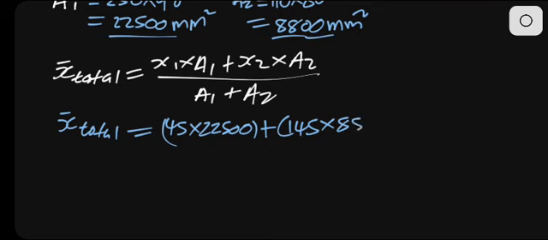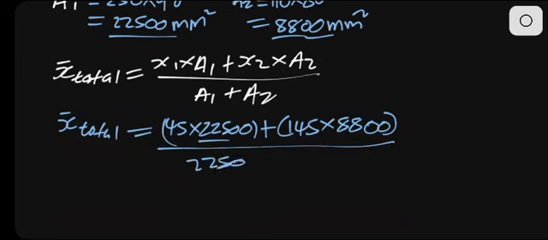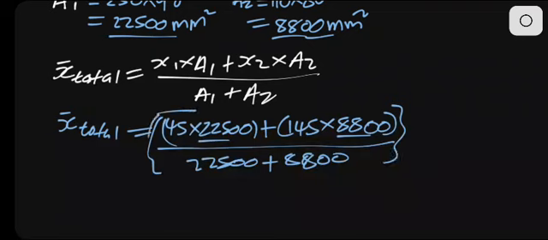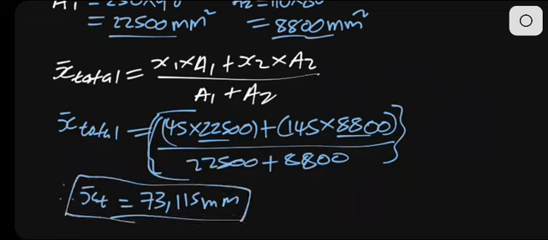It's 8800. Then divide by the sum of the areas, 22500 plus 8800. As we are punching this, therefore x bar will be what? We'll have 73.115, obviously millimeter. This is what we have as our x bar.